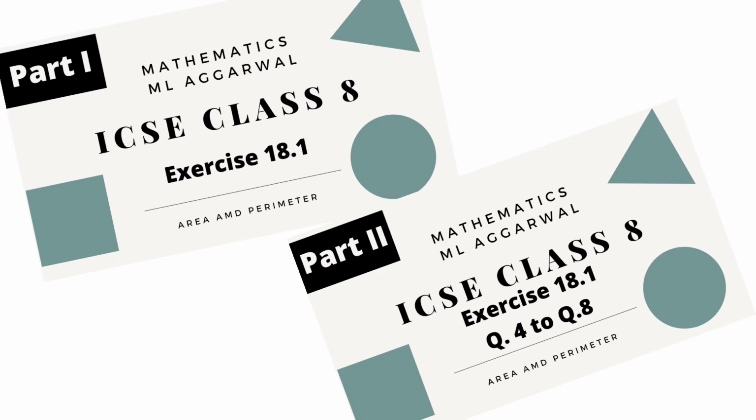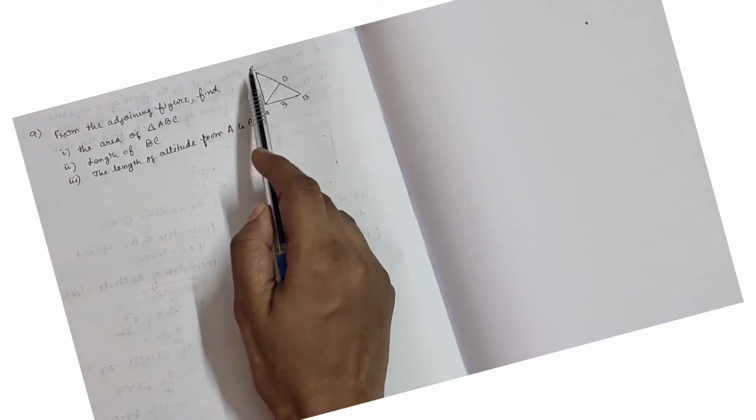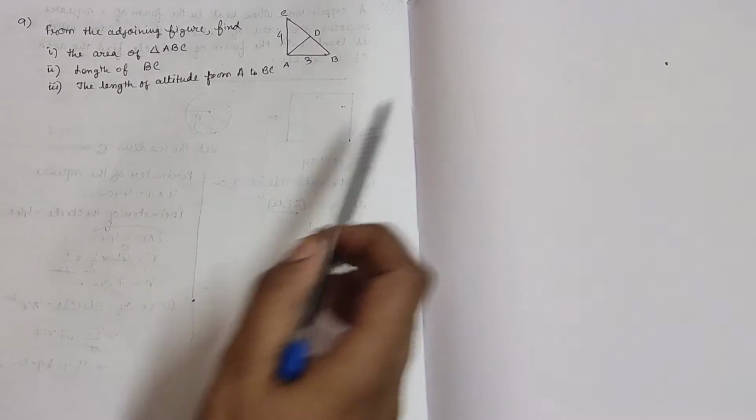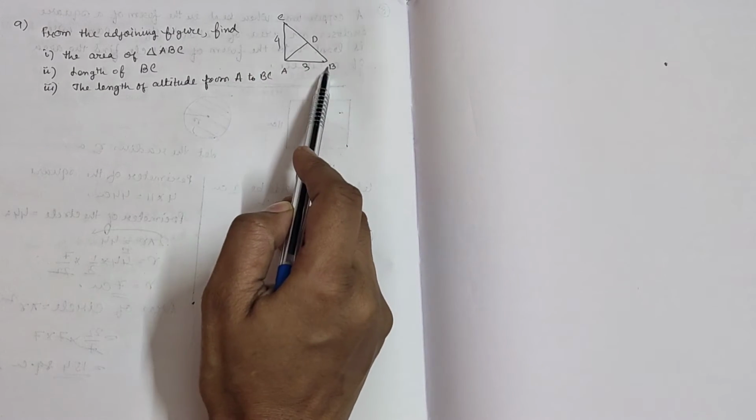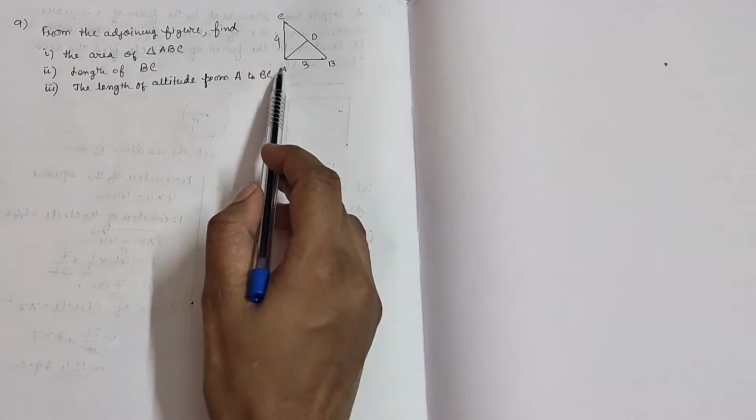In part 1 and 2, we have done from 1 to 8. Today we will start with sum number 9. So let's start. From the adjoining figure, find the area of ABC.